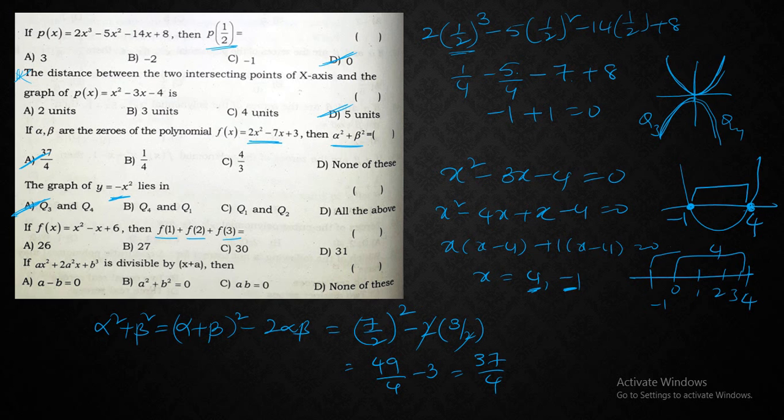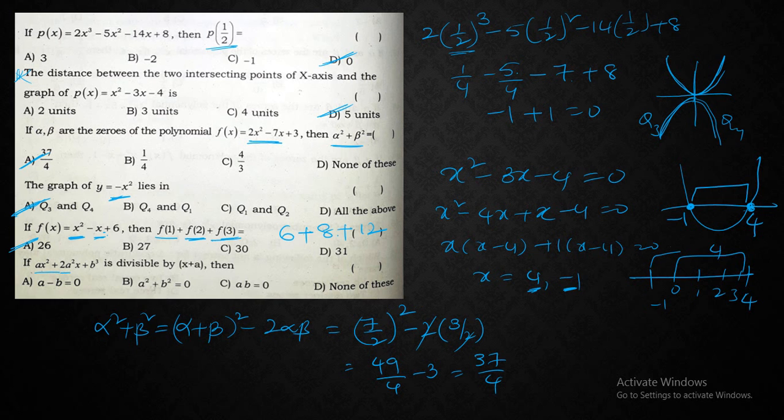Next, f of 1 plus f of 2 plus f of 3, he is asking you to find. First of all, f of 1: 1 square is 1, so 1 minus 1 is 0, so f of 1 is 6. Next, f of 2: 2 square is 4, 4 minus 2 is 2, 2 plus 6 is 8. So this is 8, plus f of 3: 3 square is 9, 9 minus 3 is 6, 6 plus 6 is 12. So 12 plus 8 is 20, 20 plus 6 is 26. So option A is my answer.